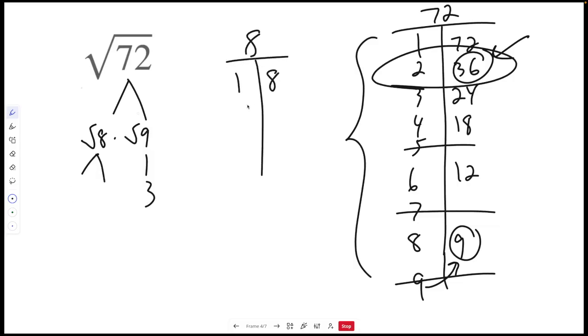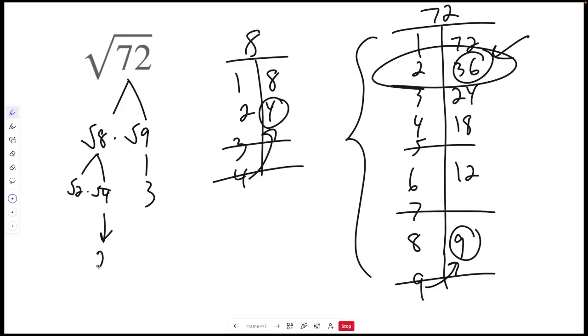So 1 and 8, 2 and 4, 3 doesn't work, 4 is on the list. All right, but 4 is a perfect square. So this can be split into 2 and the square root of 4. And then this becomes 2. This is still 3. This is the square root of 2.